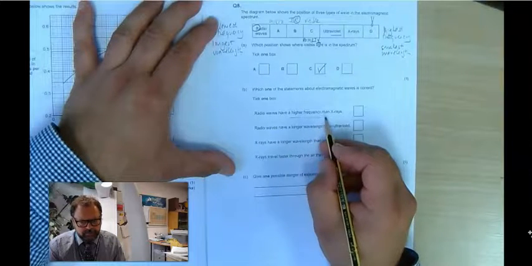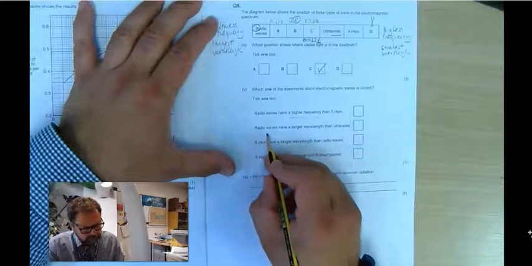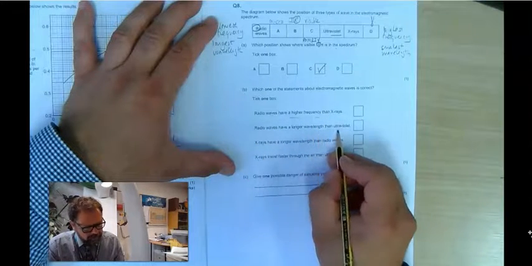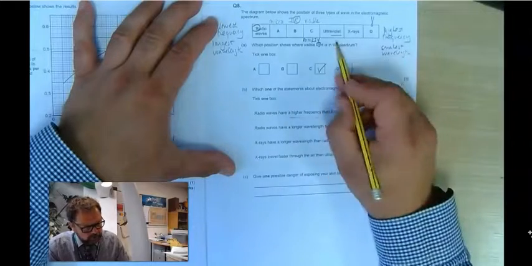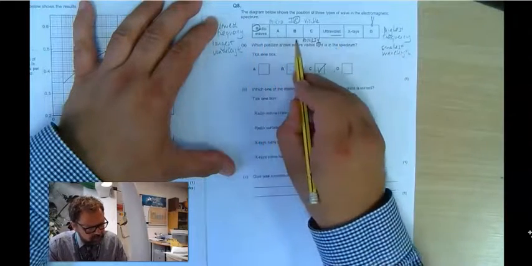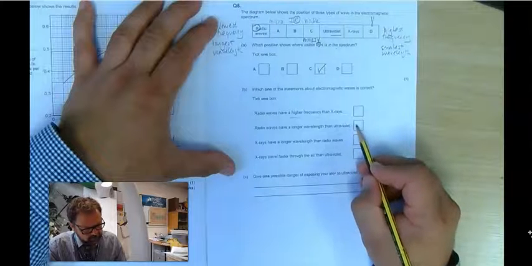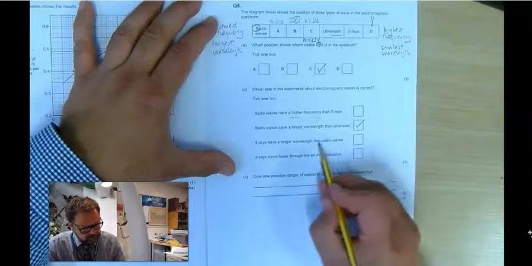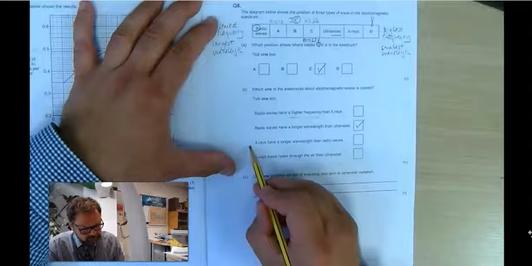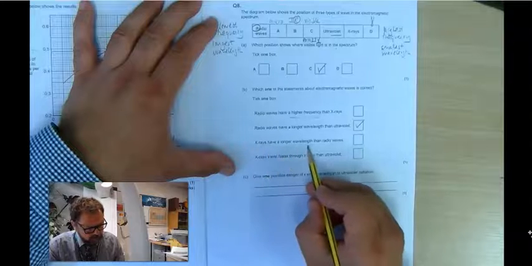No, they don't. Do radio waves have a longer wavelength than ultraviolet? The wavelength is getting shorter this way, smaller. This one seems to be true, but I'm not going to commit just yet. I'm just going to check the others. X-rays have a longer wavelength than radio waves.